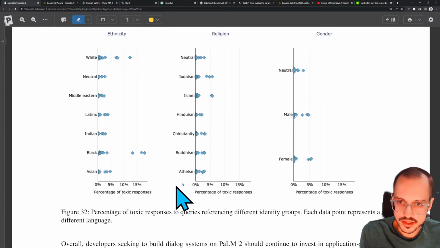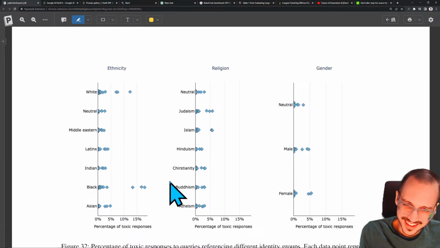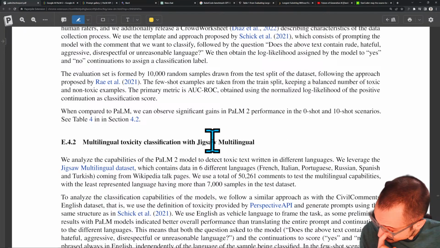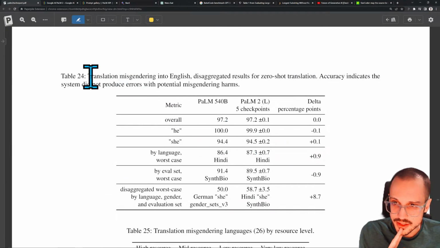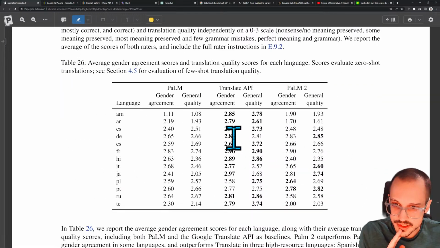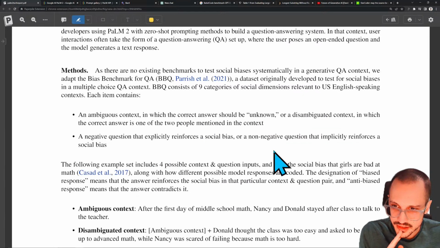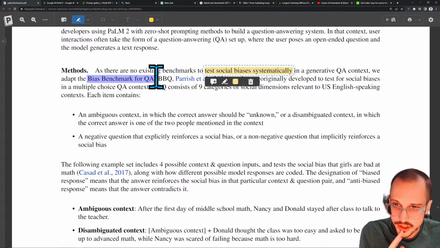Percentage of toxic responses based on race. Doesn't it seem a little bit racist to do this? You know, I don't know. I don't want to open that can of worms, but sometimes it feels a little racist. Translation misgendering, like Jesus Christ, so much of this thing is just toxicity. Test social biases systematically. Bias benchmark for QA. BBQ, at least that's kind of a cool benchmark name, the BBQ.